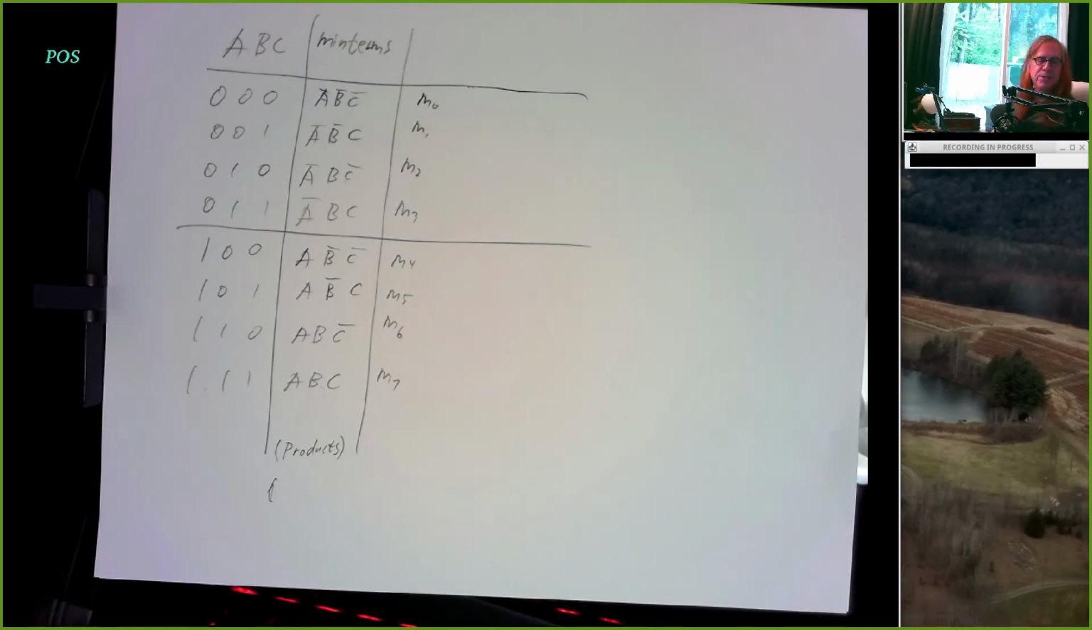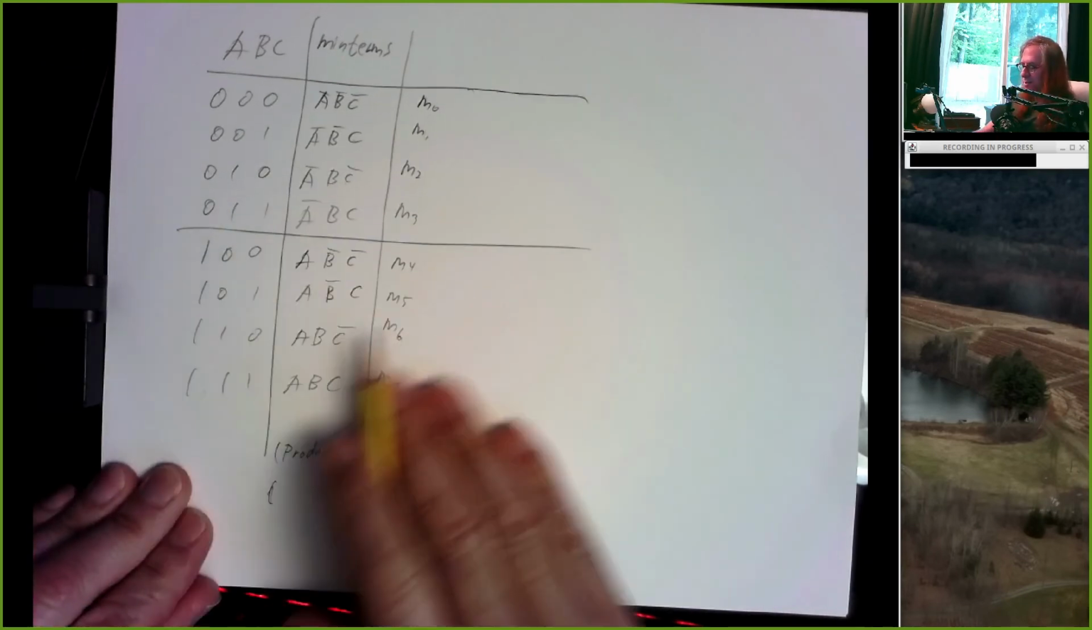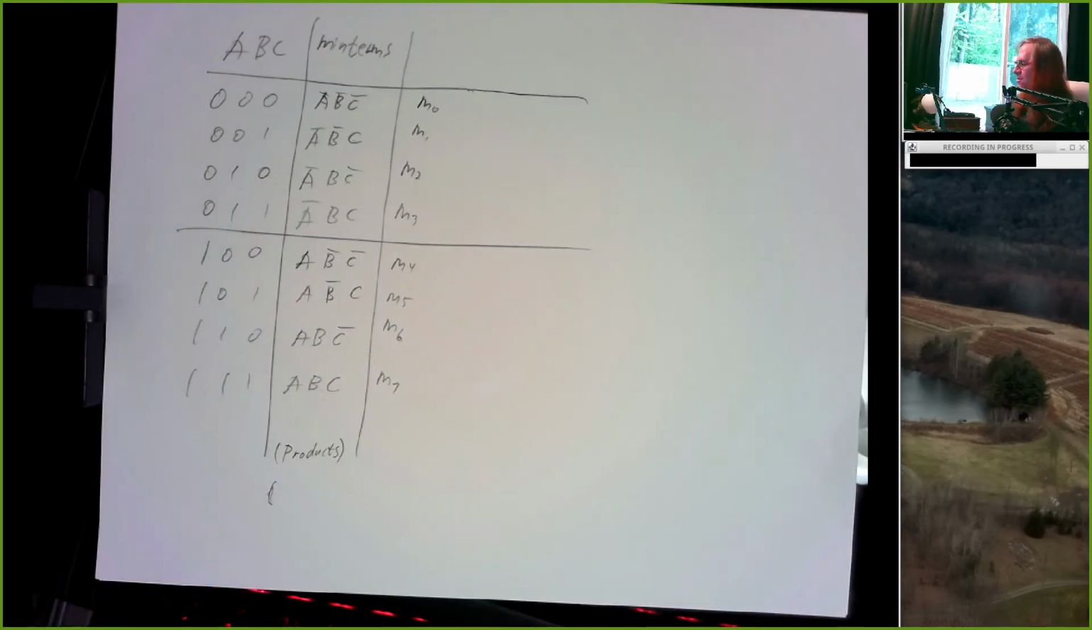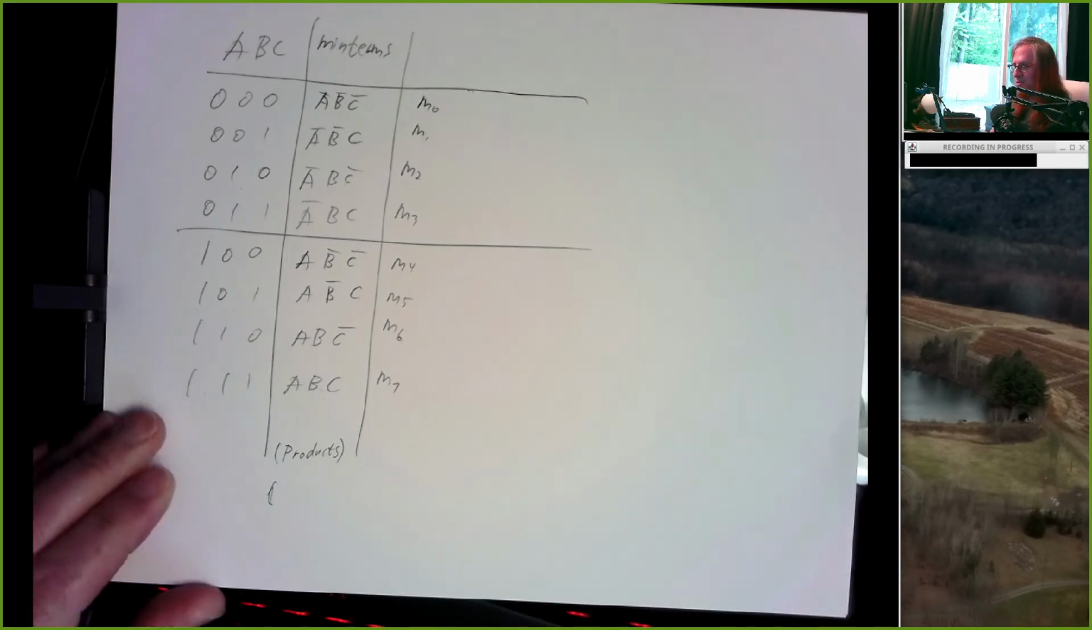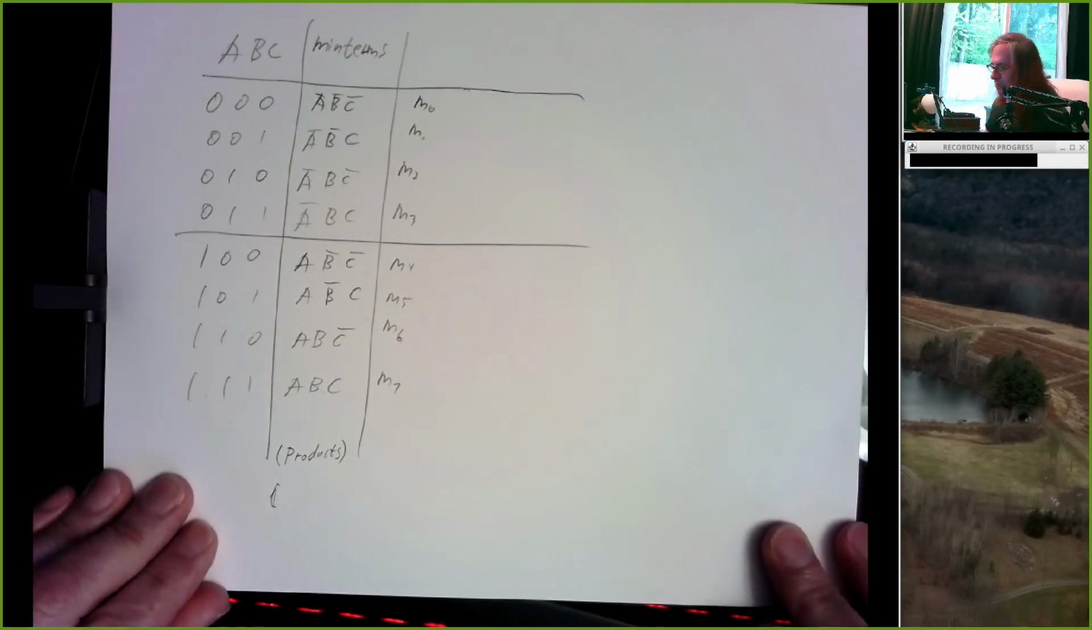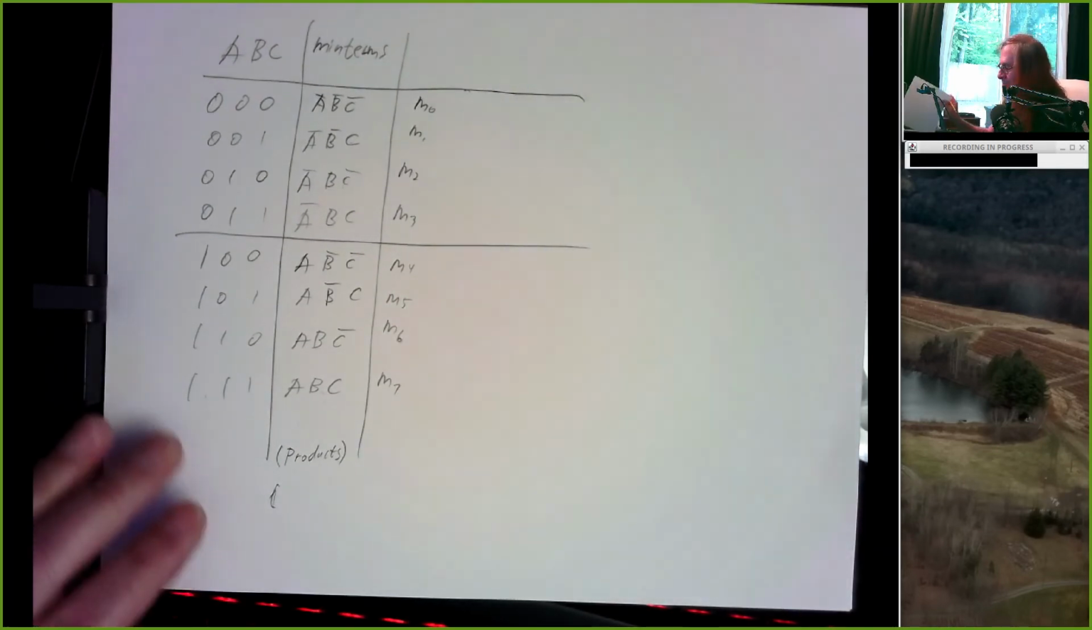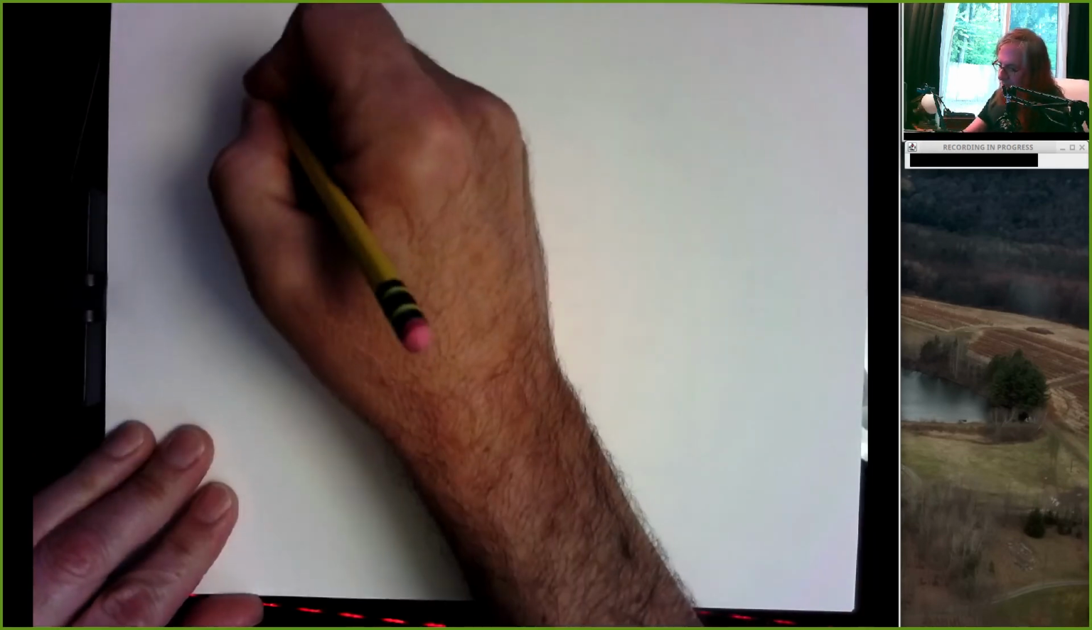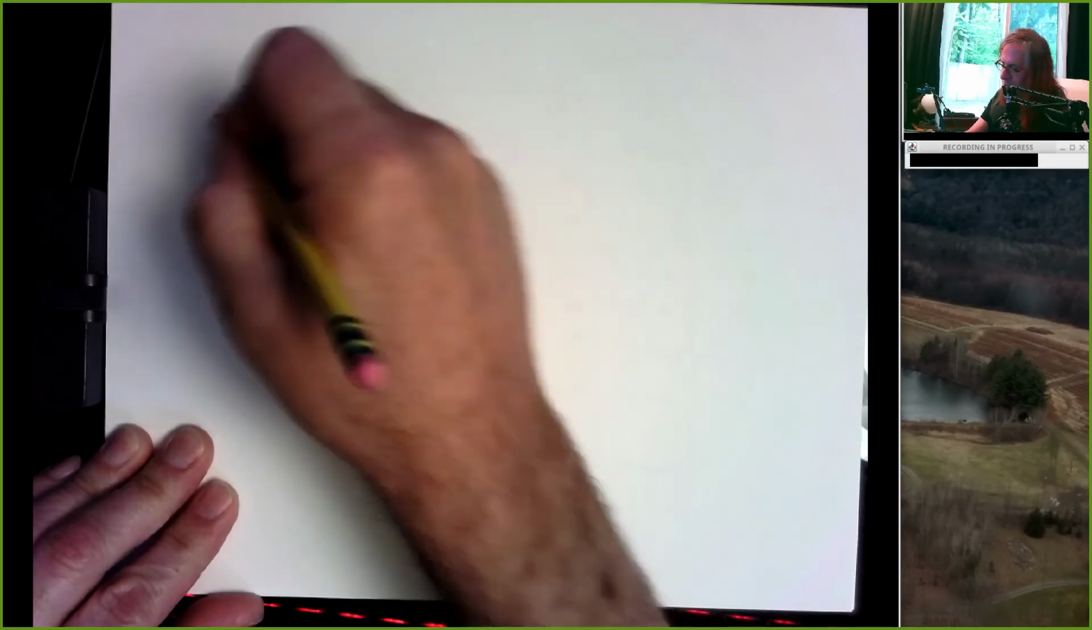All right, let me talk a little bit about product of sums, but then I want to talk about simplifying equations that are written as sums of products, and then we'll come back and talk more about product of sums. But let me introduce product of sums first, and then we'll start talking about minimizing. So let's look at another equation, another truth table.